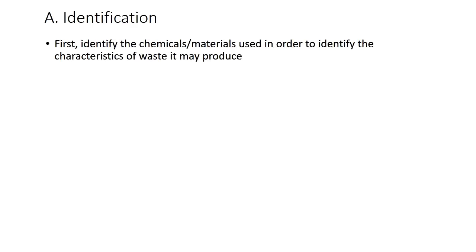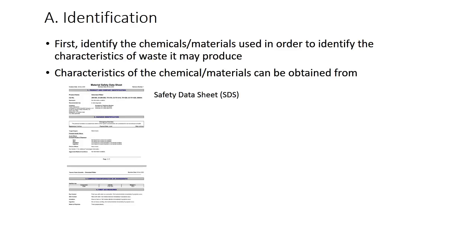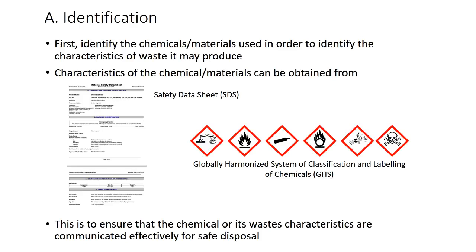Waste identification. It is very important to first identify the chemicals or materials used in order to identify the characteristics of waste it may produce. Characteristics of the chemical or materials can be obtained from the Safety Data Sheet, SDS, and the Globally Harmonized System of Classification and Labeling of Chemicals, GHS. This is to ensure that the chemical or its waste characteristics are communicated effectively for safe disposal.